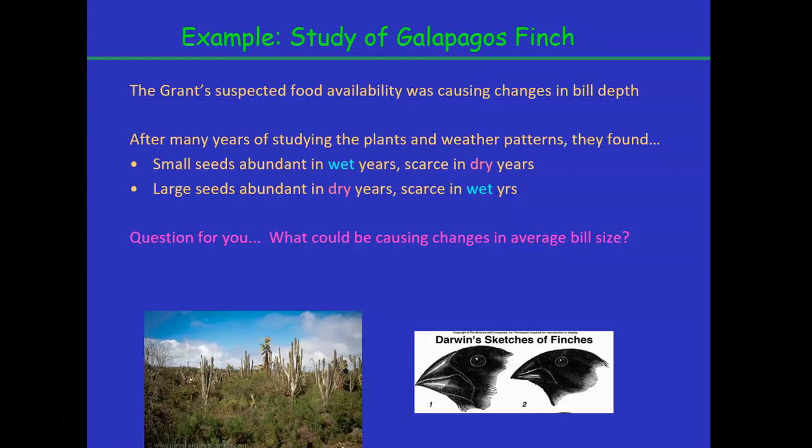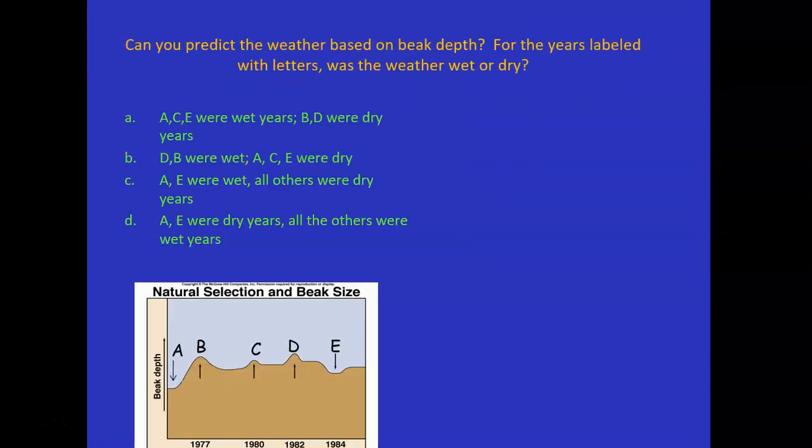Okay, welcome back. Let's see what we got here. All right. So here's a question for you. Check out the graph at the bottom. It's a timeline on the x-axis during the Grant study, or part of their study. And what you see on the y-axis, the vertical axis, is beak depth. Okay, beak depth here indicating how wide the beak is.